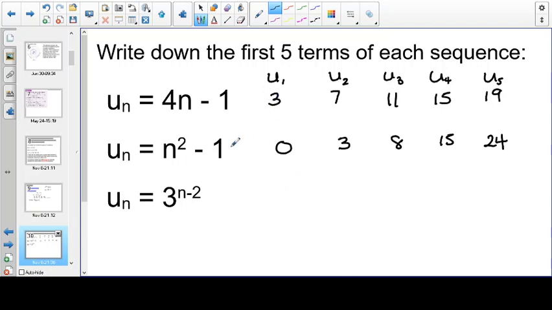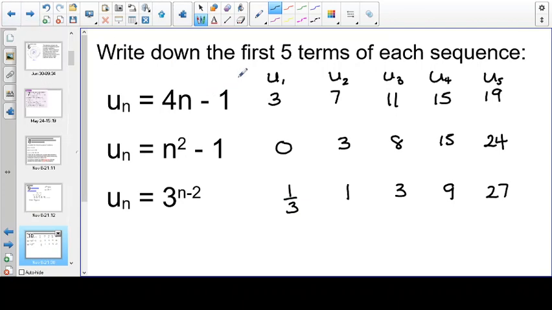And then this one, if n is 1, 3 to the minus 1 is a third. When n is 2, it's going to be 0, 3 to the 0 is 1. When n is 3, 3 to the 1 is 3. When n is 4, 3 squared is 9. When n is 5, 3 cubed is 27. Okay, so you can see this is being multiplied by 3. So this is an exponential sequence. Sometimes we call that a geometric sequence, and we'll look at those later on.